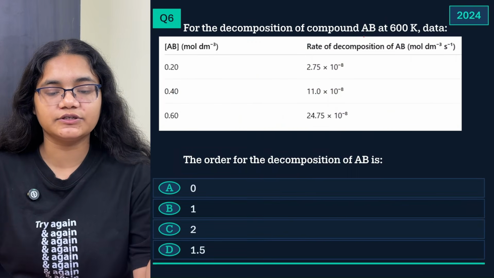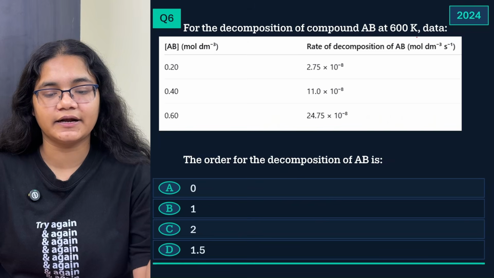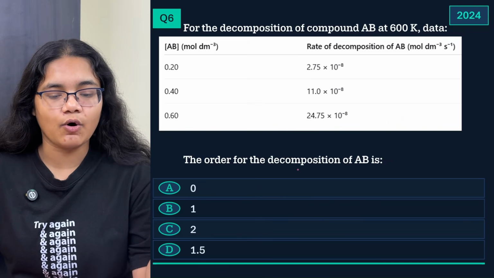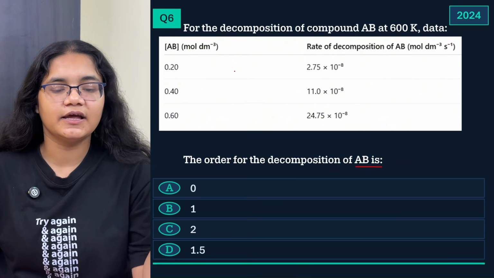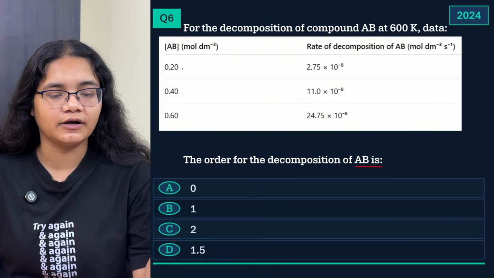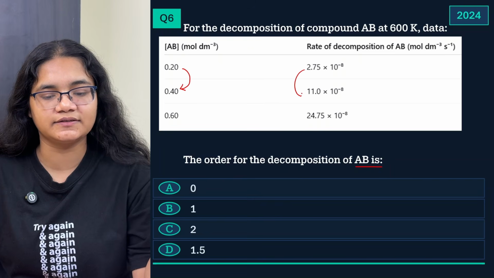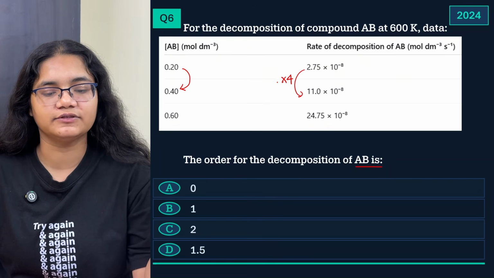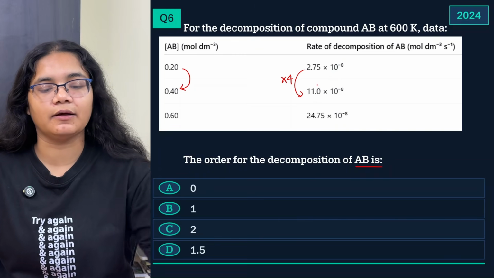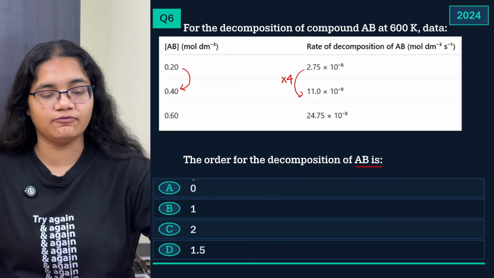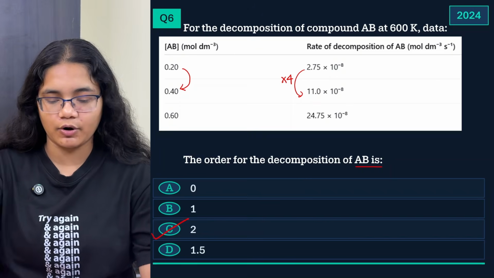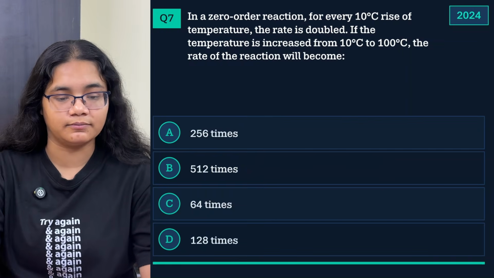Next, for the decomposition of compound AB at 600 Kelvin, the data is given. The order of decomposition of AB is. Now see, when you have doubled this concentration, from 2 to 4, this has actually become 4 times, right? If you see, 2.75 into 4 will give you 11. So that means when I'm doubling the concentration, the rate is becoming 4 times. That means it is a second order reaction. So the answer will be option number C here.